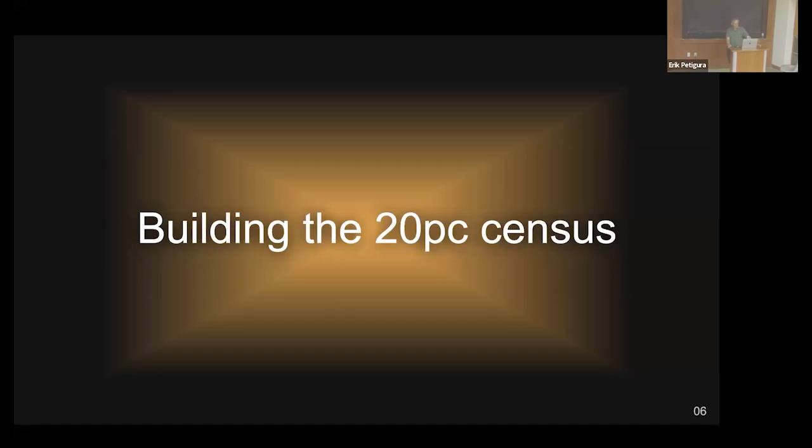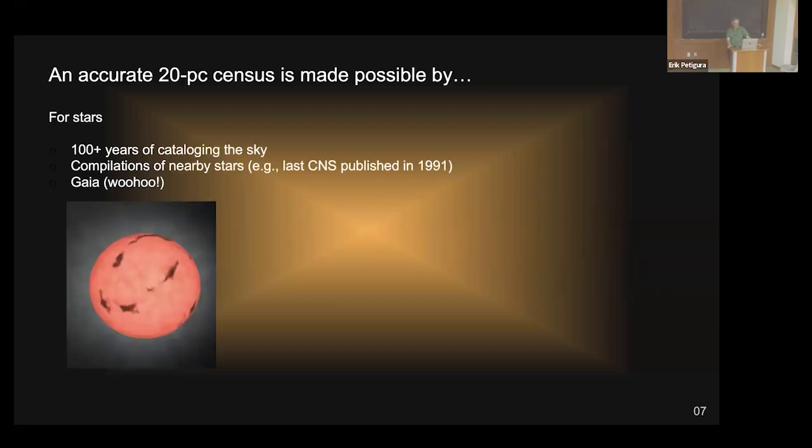Okay, here we are at the orange and yellow section: building the 20 parsec census. We've had a long time to work on the 20 parsec census, obviously. I think the first spectrum of an M dwarf was taken in something like 1913, and the parallaxes followed shortly thereafter. So we've had about 100 years to start really cataloging the sky down to the bottom of the stellar sequence. And there have been compilations of nearby stars over the past many, many years.